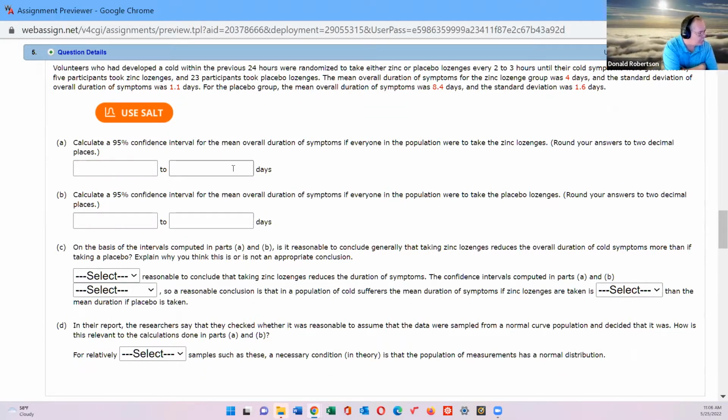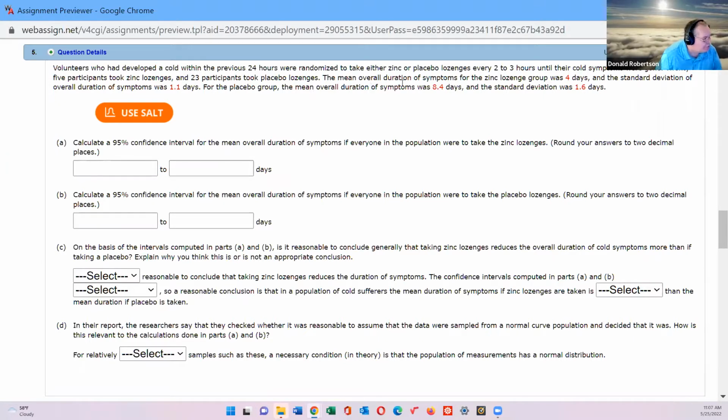Volunteers who had developed a cold within the previous 24 hours were randomized to take either a zinc tablet or a placebo every 2 or 3 hours until the cold symptoms were gone. And I'll write these numbers down to remind me what's going on here. So 25 took zinc, okay, so 25, and they took zinc. I'm just writing this down to remember. And then there's actually 2 different groups going on here. And the second group, there was 23 of those, and they took the placebo. Okay, got that.